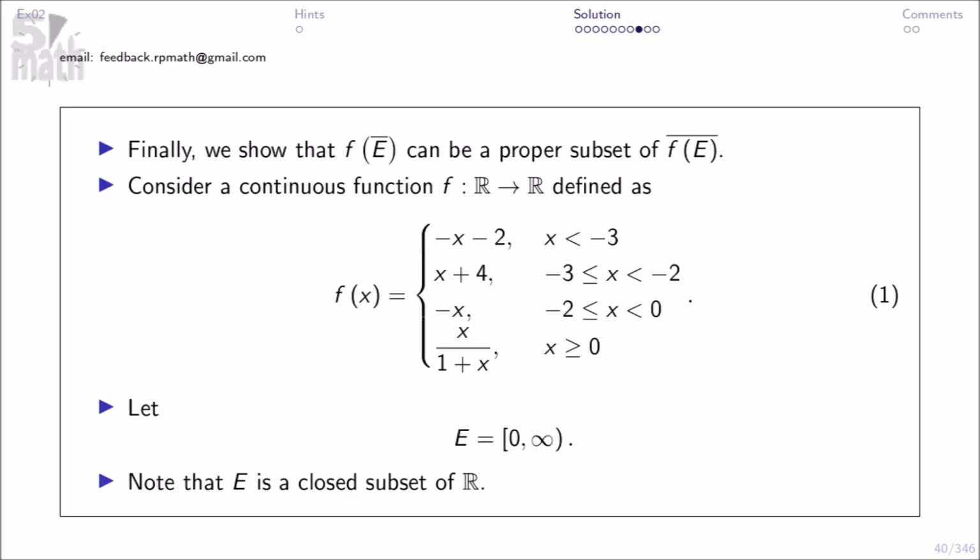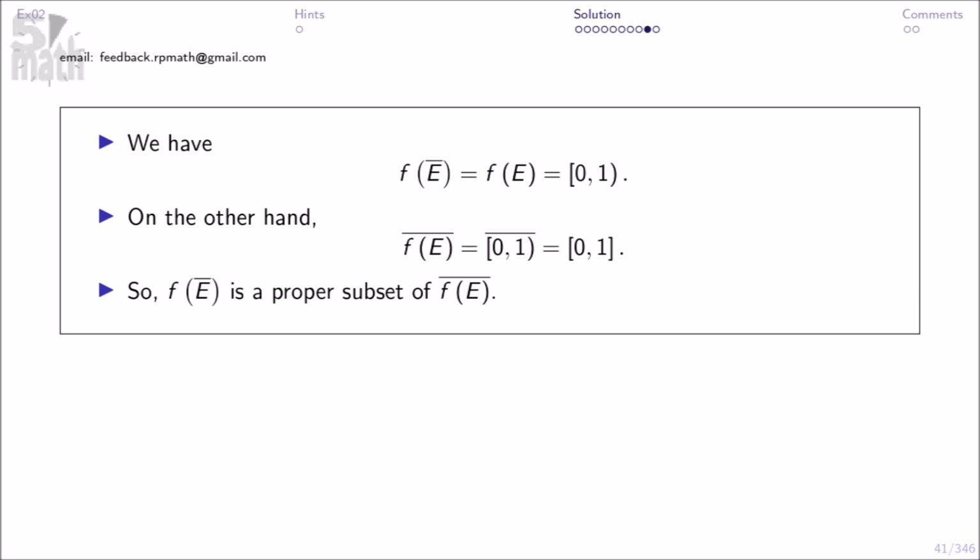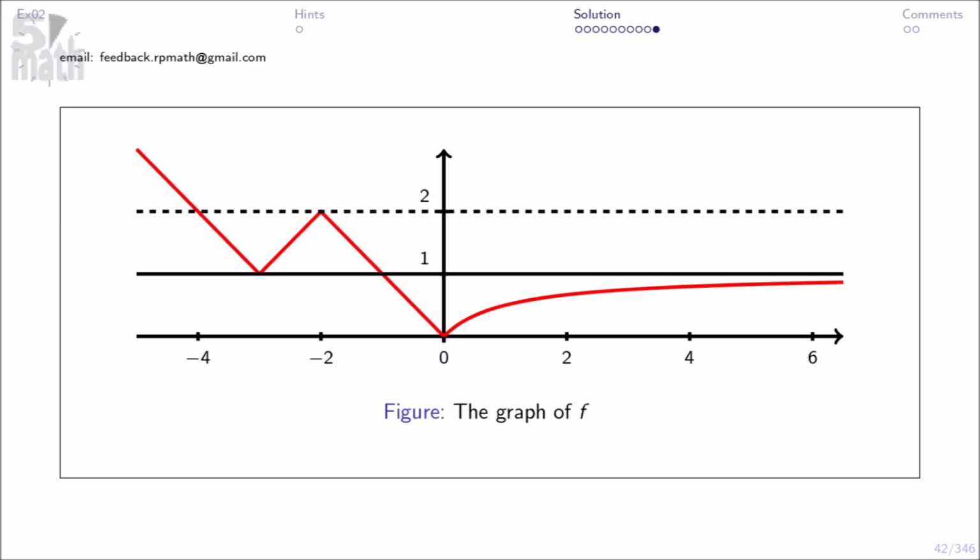Finally, we show that f of E bar can be a proper subset of bar of f of E. Consider a continuous function here defined as this. Let E equal this. Note that E is a closed subset of R. We have this, on the other hand, that. So f of E bar is a proper subset of bar of f of E. The graph of f.